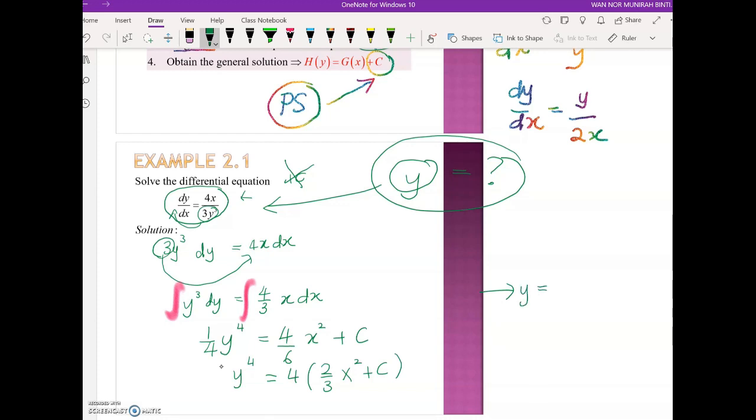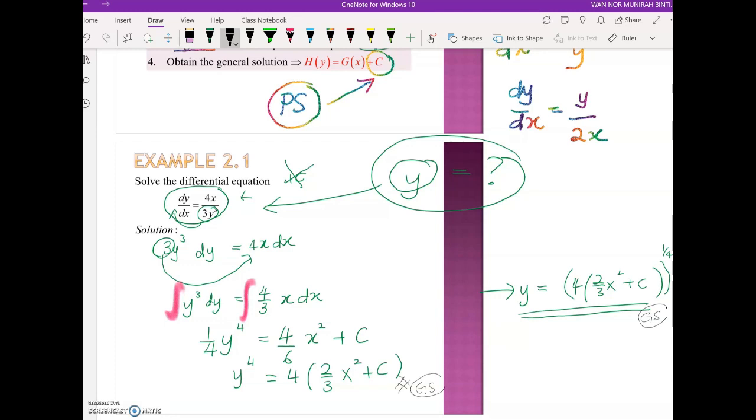Then I simplify so that I have y equals the fourth root of 2 over 3 x squared plus c, and then I have 1 over 4 here, because I just want y on my left. If you wish to keep only y to the 4 on your left, that is also your general solution. Both are the same.